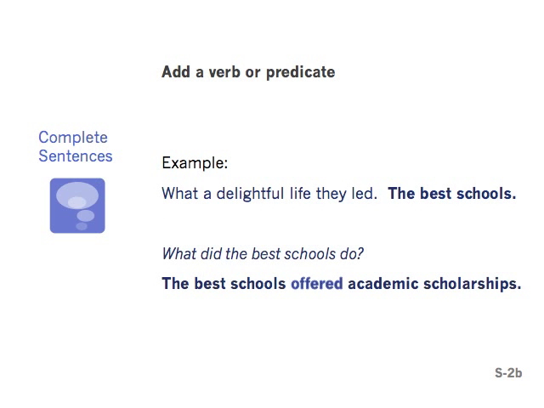Similarly, if you have identified a fragment that excludes a verb, simply add an appropriate verb or a complete predicate, which tells us what the subject is or does. The author of these two sentences initially wrote, "What a delightful life they led, the best schools." We can edit this fragment by adding a verb or a complete predicate. The best schools offered academic scholarships.